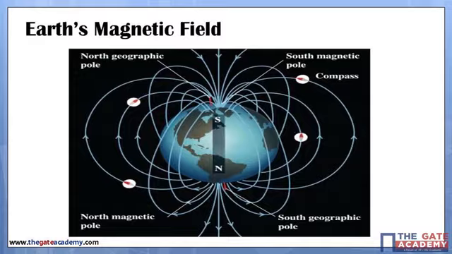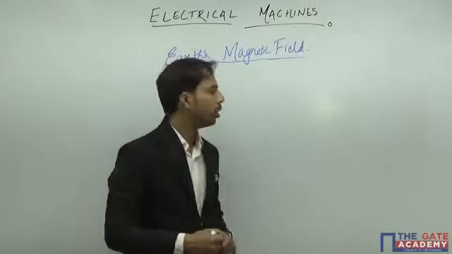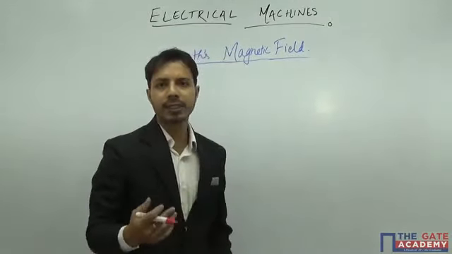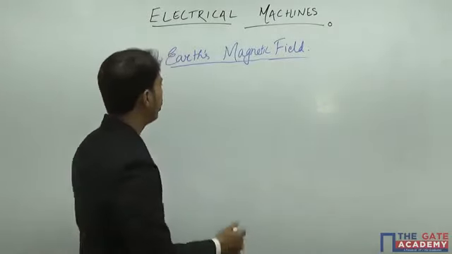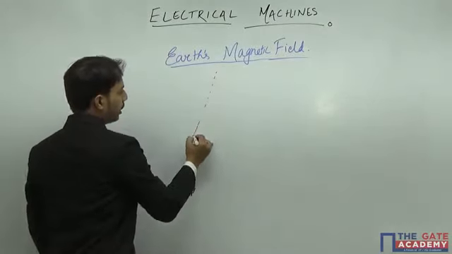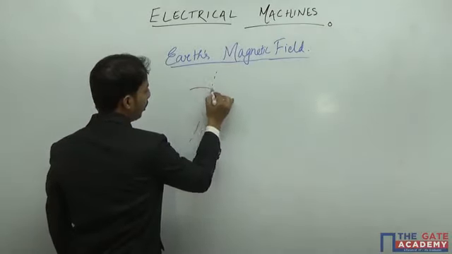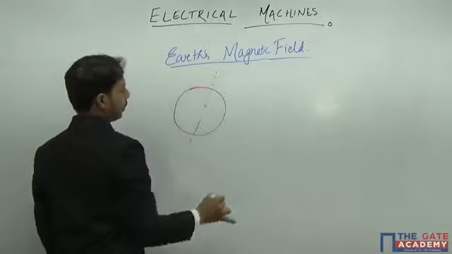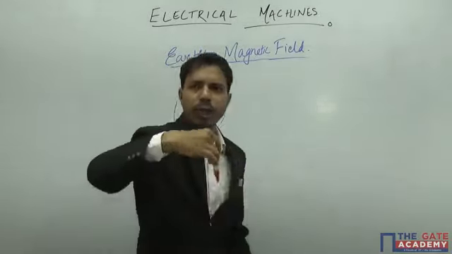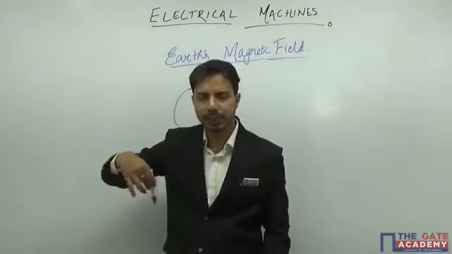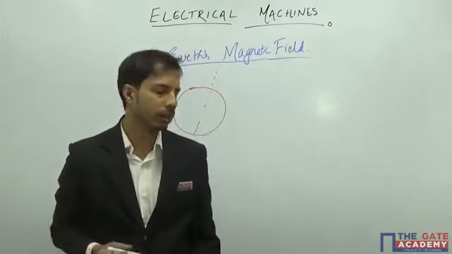And as we all know, there is a magnetic field of Earth. But how come Earth has a magnetic field? What is the reason behind that? The reason is, this is the axis of rotation of our Earth, which is tilted, and we know that Earth rotates around its own axis and it revolves around the Sun.